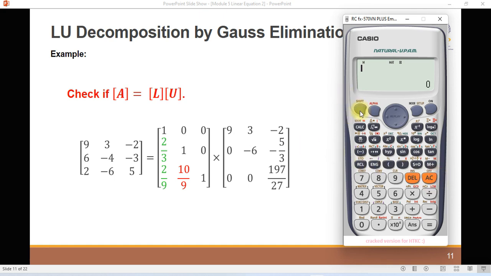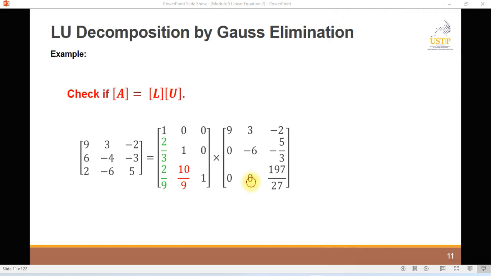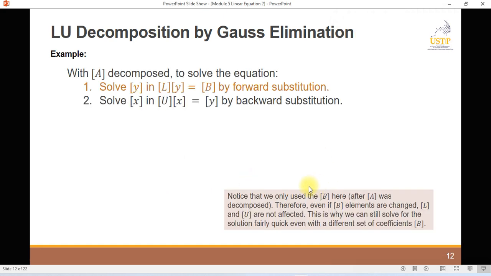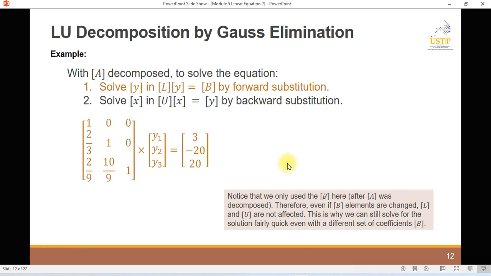Okay, so let's multiply matrix A and matrix B. Shift 4, then 3, multiplied by shift 4, and then 4 for matrix B. What we have is 9, 3, negative 2, 6, negative 4, negative 3, 2, negative 6, and 5. So that is correct. We're not yet finished.